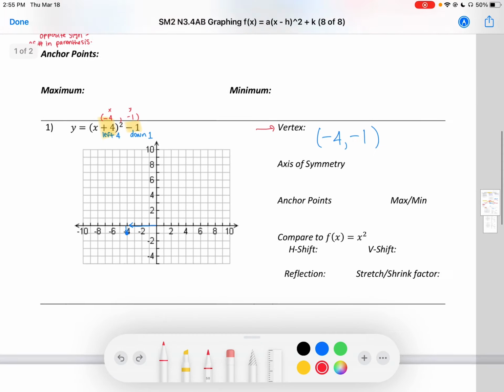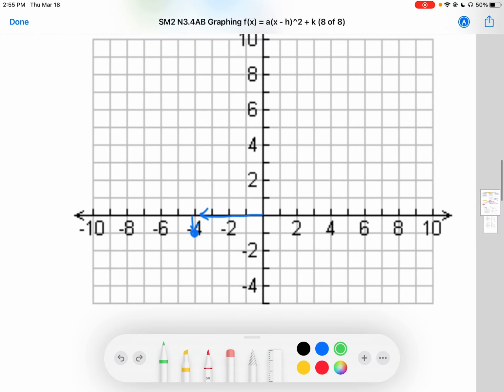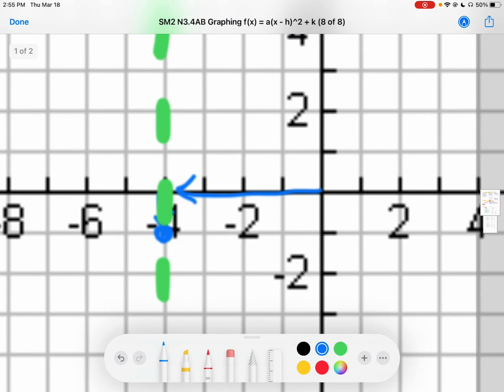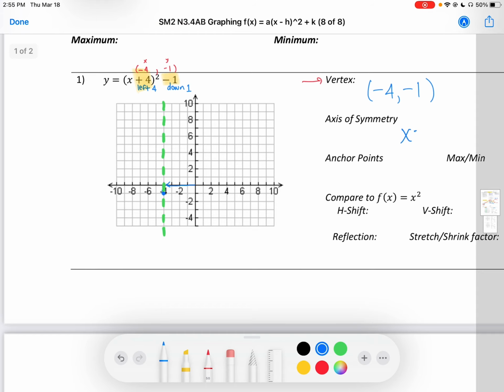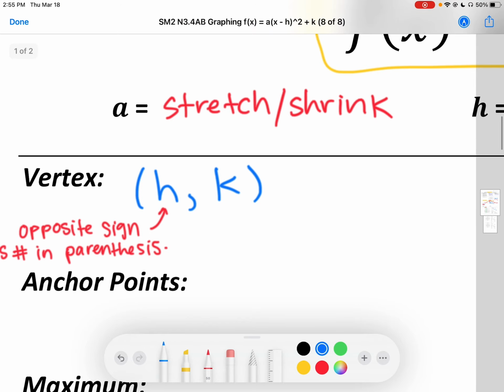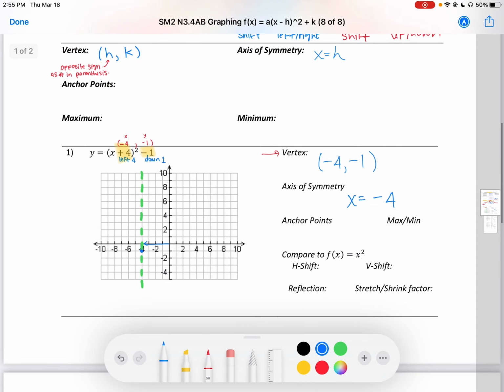Okay, all right, our axis of symmetry. Well, if this is our vertex, remember our axis of symmetry, let's do it thick so you can see it. Our axis of symmetry always goes through the vertex. Okay, it's this vertical line right here where our graph is a mirror image. So the equation for that line, we're at -4 right there. So the equation for that line is x equals -4. Okay, so that's why up here I said, if the vertex is (h, k) from this equation, the axis of symmetry is x equals h. So in this case, h was -4, so it was x equals -4.